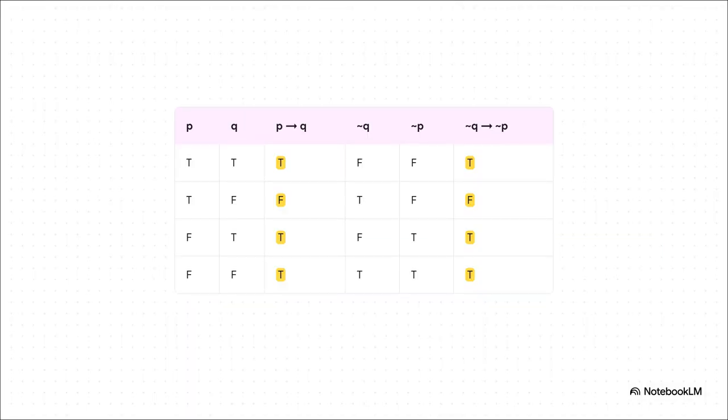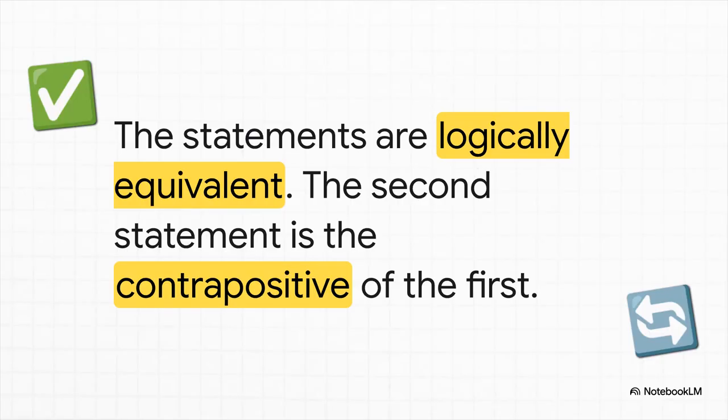Now, just focus on those two highlighted columns. The first one shows the truth values for, if I eat the cookie, then I will feel sick. And the second one is for, if I don't feel sick, then I didn't eat the cookie. Just look at them. True, false, true, true, true, false, true, true. The pattern of trues and falses is a perfect mirror. They are absolutely identical in every single scenario we could dream up. And there you have it. That's our proof. The two sentences, despite sounding so different, mean the exact same thing.